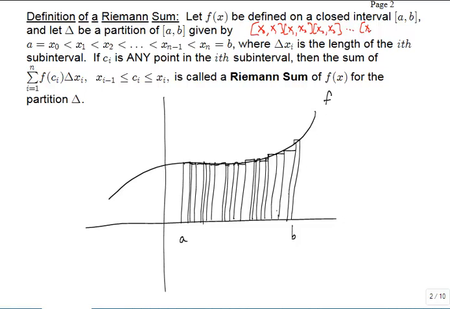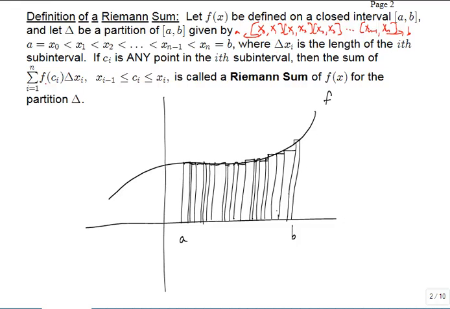All the way up to x sub n minus 1 up to x sub n. And x sub n is the same as b, and x sub 0 is the same as a. So that's your partition. And we're going to assume that delta x sub i, the width of the subinterval i, can be any width at all. We're going to pick our c sub i to be any point in the ith subinterval. So not only left endpoints or right endpoints, you can pick any x value you want as long as it lies inside of that subinterval.